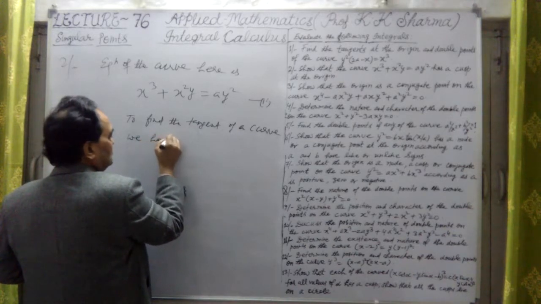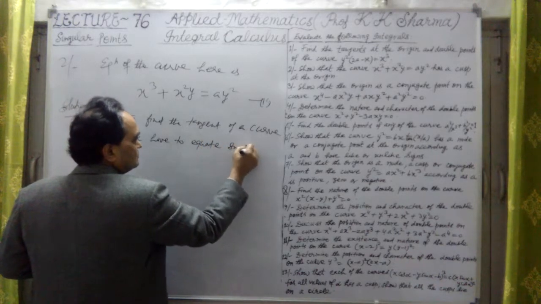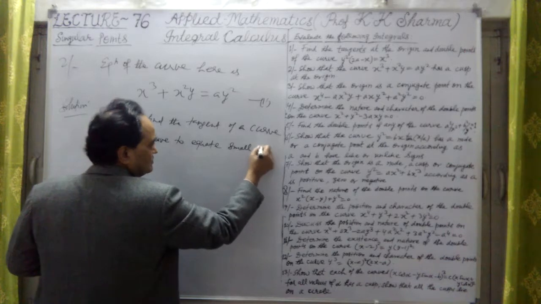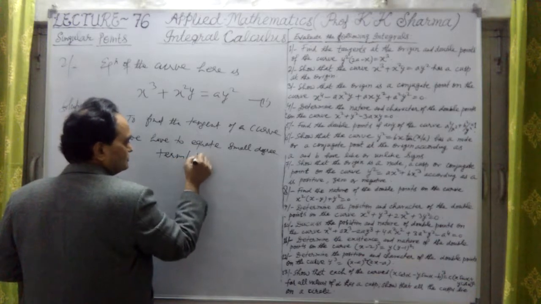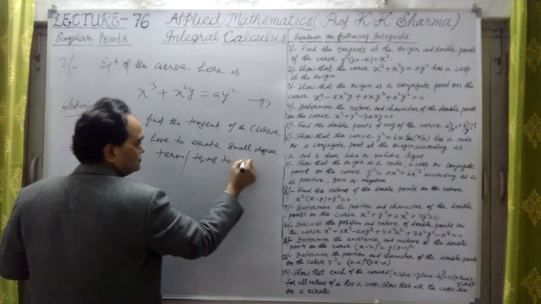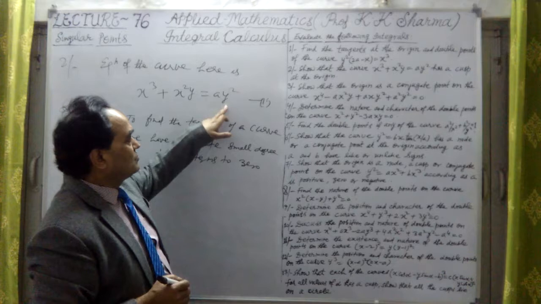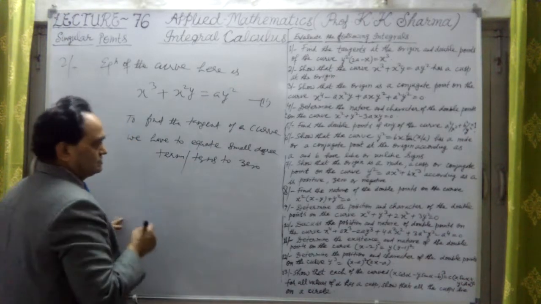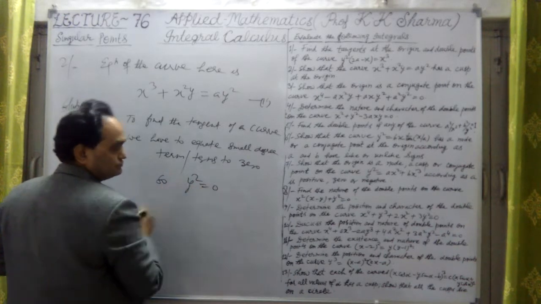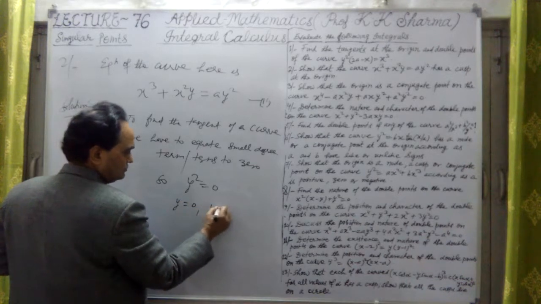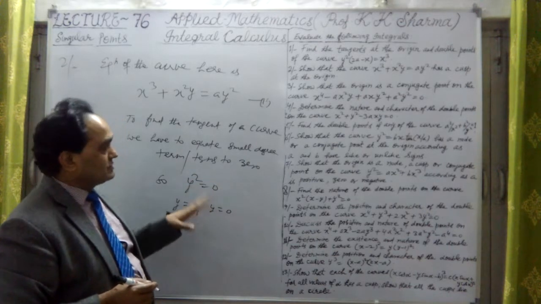We have to equate the smallest degree term or terms to 0. Here, this is the second kind, and only this one is the smallest. So a y square equal to 0, or y square equal to 0. This will give us y equal to 0, y equal to 0, two coincident tangents. So it will be a cusp.